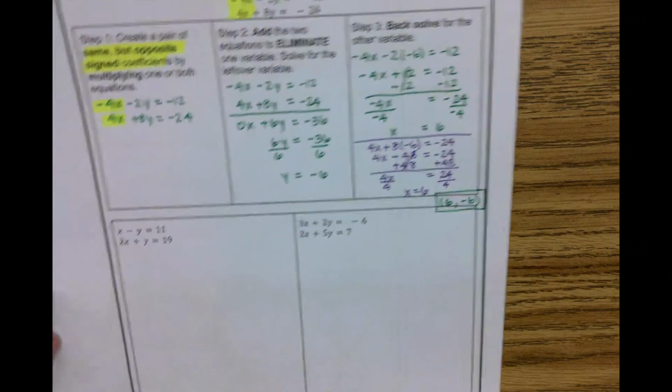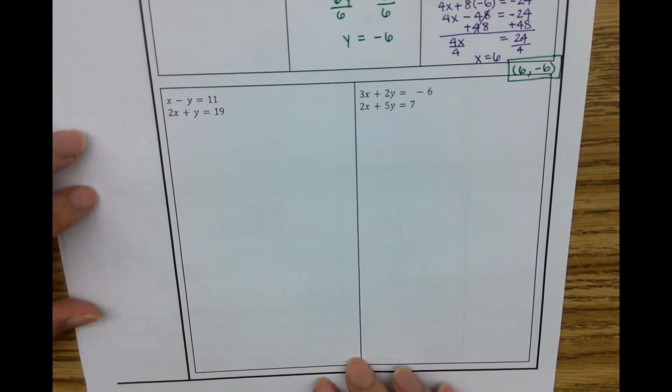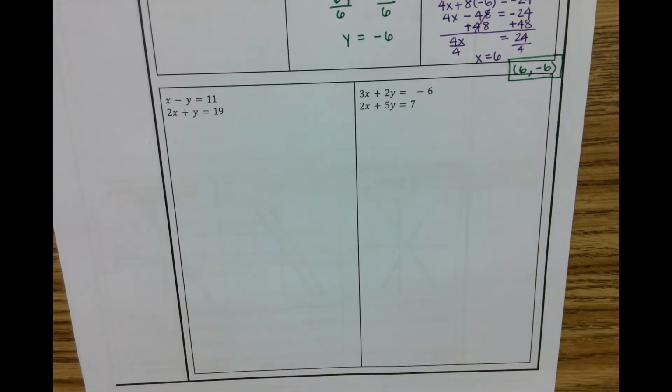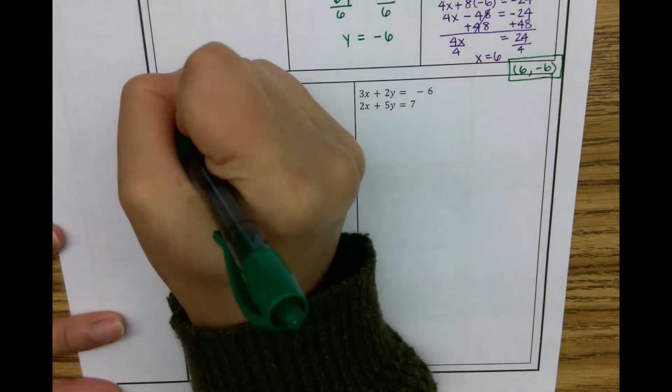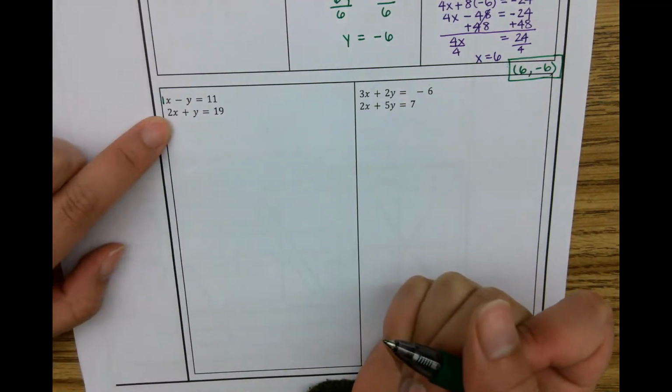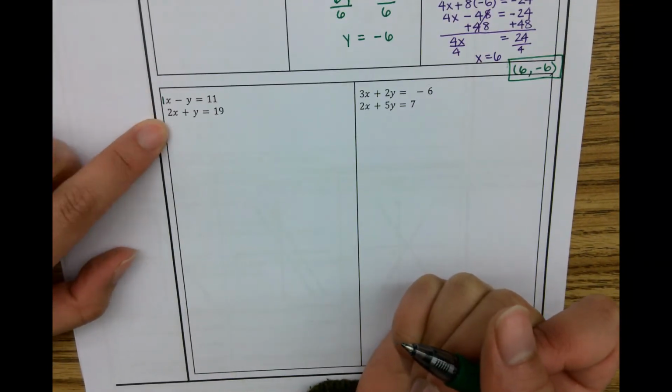So let's move on to the next example here. I have x minus y equals 11 and 2x plus y equals 19. The first thing I want is opposite coefficients. For this one here, this is a 1x and this is a 2x, so they're not the same, 1 and 2.